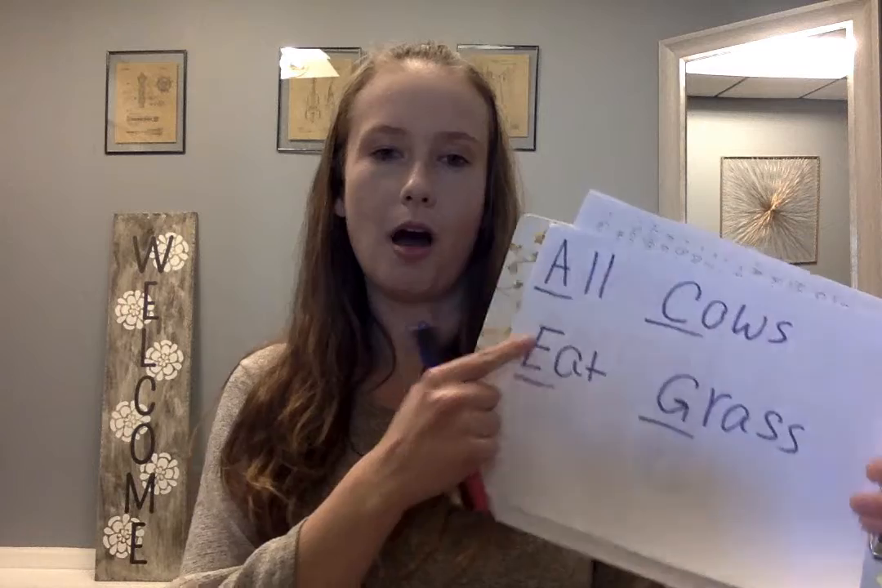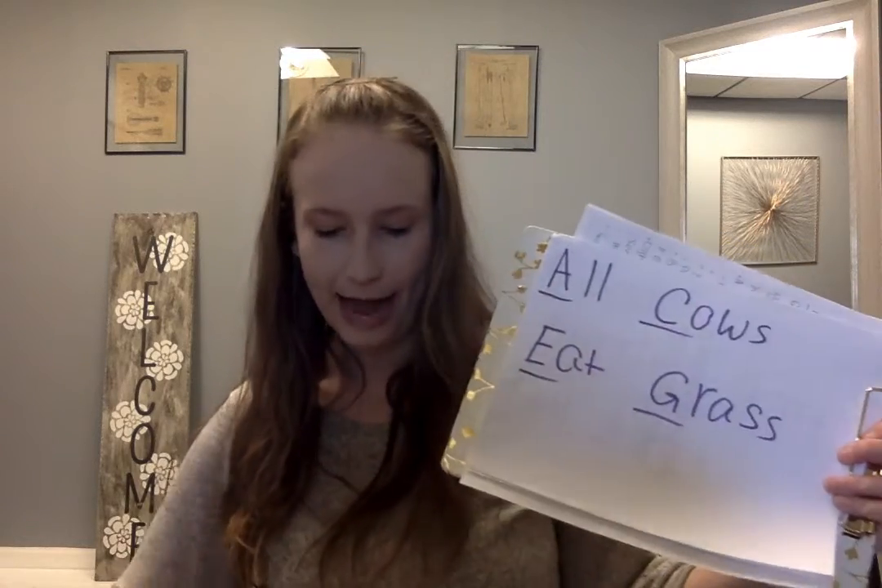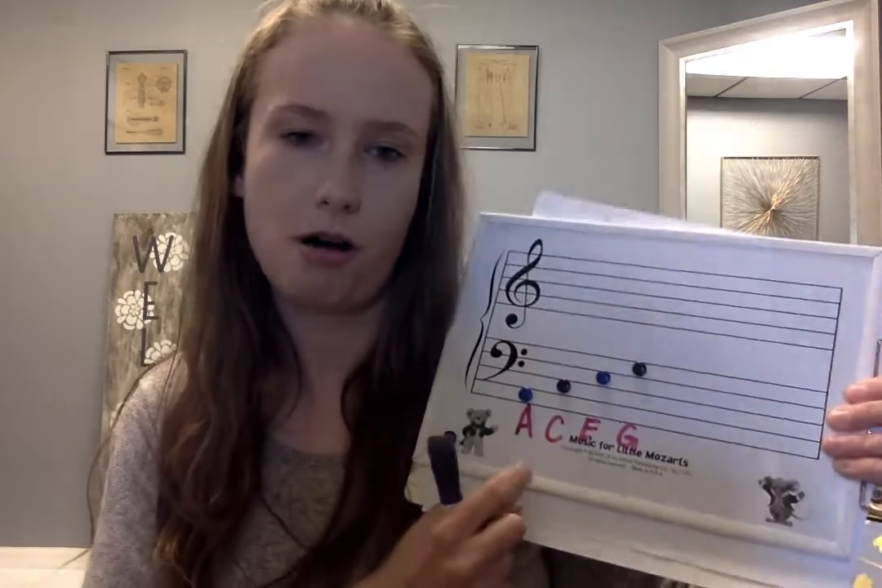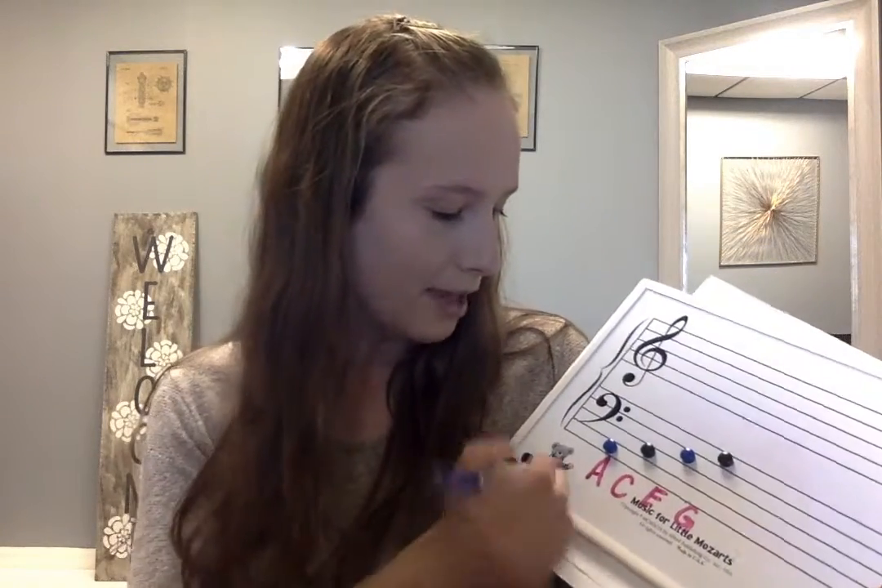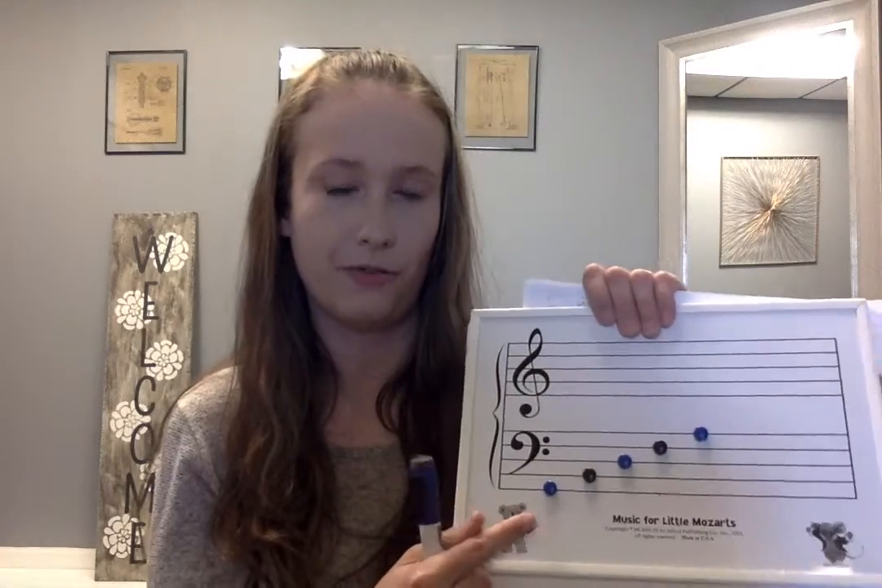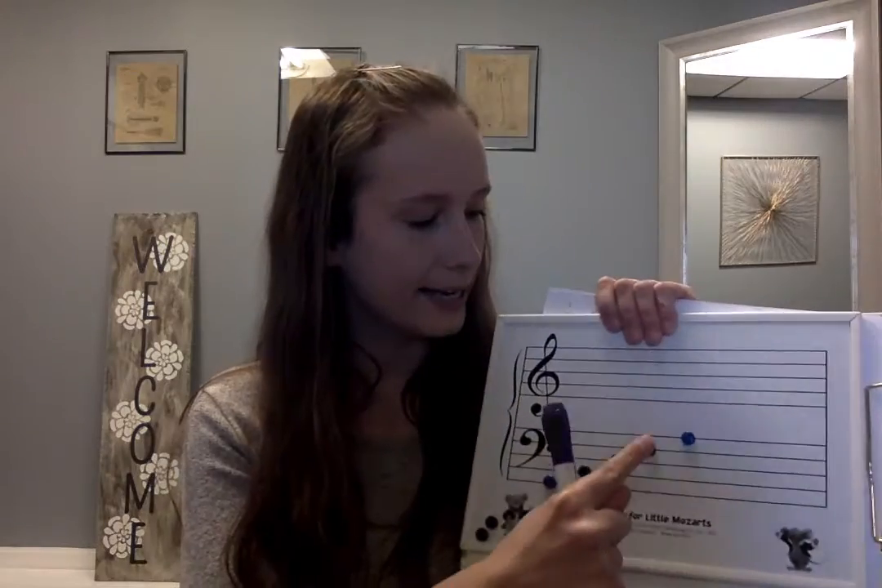And the sentence for this one is, all cows eat grass. And then for those line notes, there's going to be 5 lines, just like in that treble clef. So for these ones, we have G, B, D, F, and A. So I'll go ahead and write that down, and then I'll show you the sentence that I like to use.